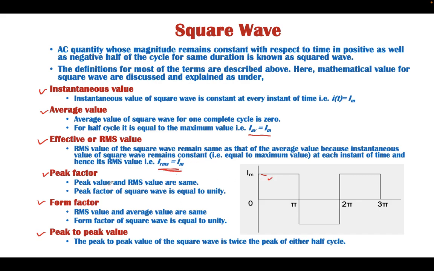Peak factor is the ratio of peak value to the RMS value, and hence it will be unity, whereas the form factor is the ratio of RMS value to average value, which is also unity. The peak to peak value for this cycle: if it is Im here, it will be minus Im there, so the peak to peak value will be 2 Im. Whereas in the case of an AC quantity, these parameters we found by using the mathematical function or by taking the area under the curve.